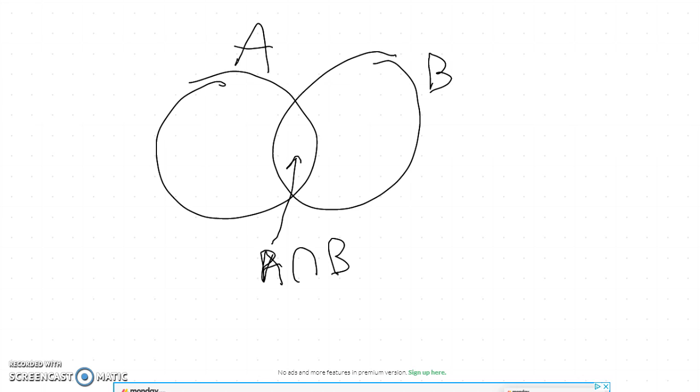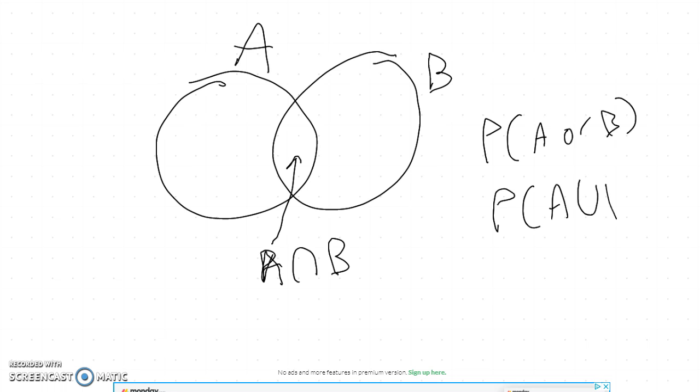Now, suppose I want to find out the probability that A or B or both happens. In other words, I want to find out the probability. I can write that as A or B, or I can write that as the probability of A union B. Well, we don't have a formula for it yet, but if we remember our basic ideas, we can do it very easily. So the first thing we want to talk about is how we can use mutually exclusive areas.